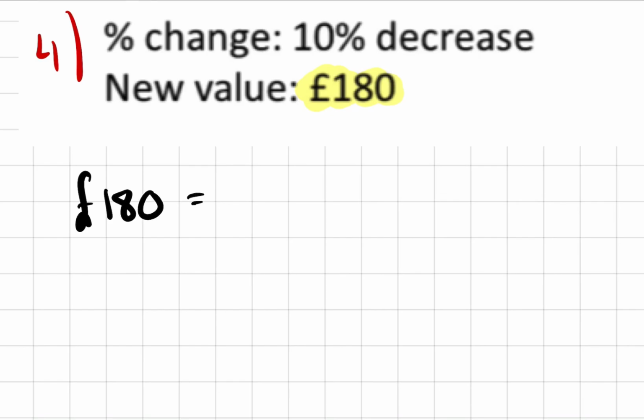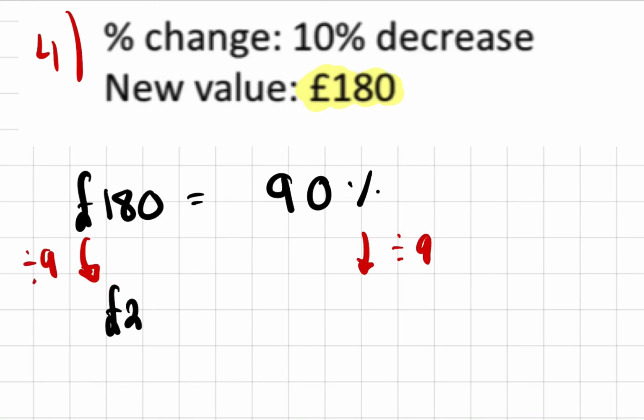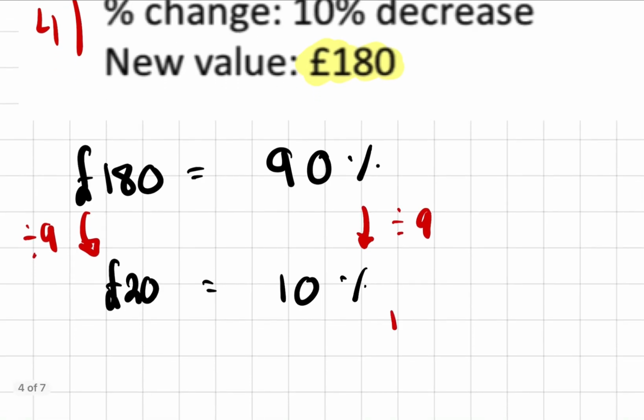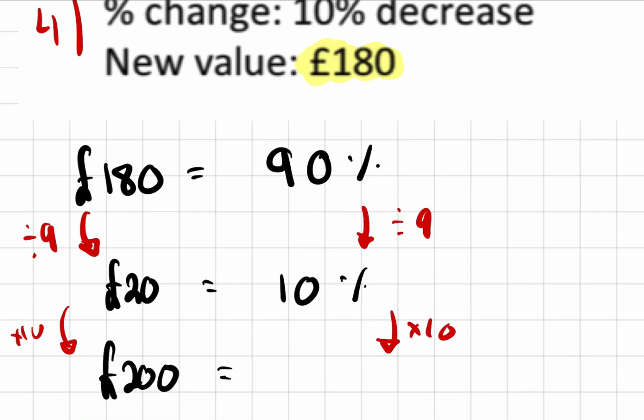So what you can do is, see if I can get this up, 180 equals 90%. Now, without a calculator, I can simplify that by 9 because there's nice numbers here. So I can now see straight away 20 equals 10%. And then all I have to do now is times it by 10. And there we are. That's a nice way of doing it without a calculator. But you're still keeping it proportional throughout.